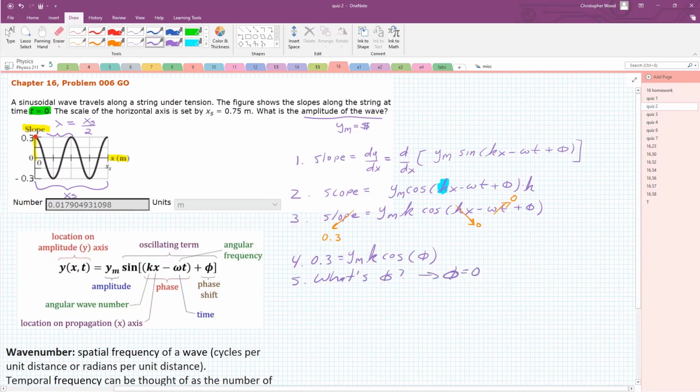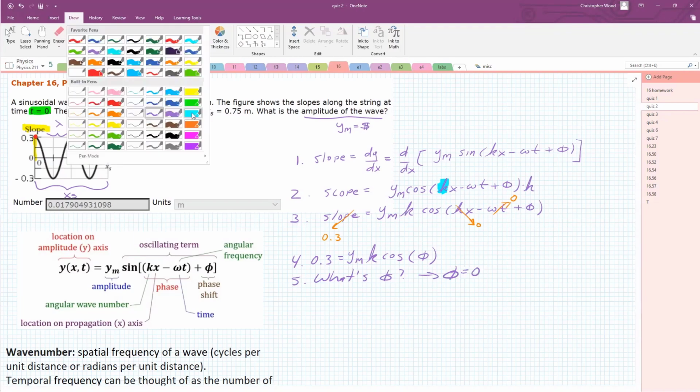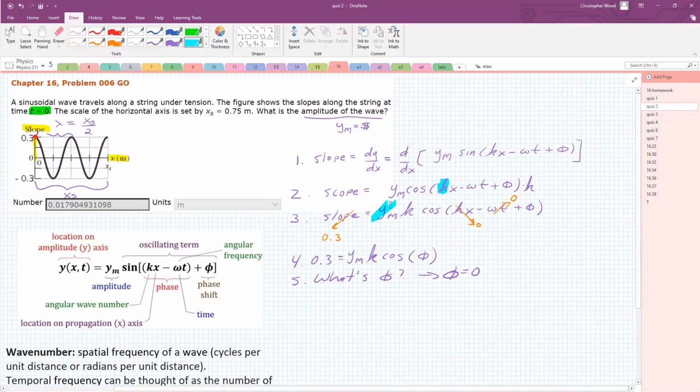Phi equals 0. You know why? Because here's my function: y sub m times k times the cosine of whatever that argument is. If this is my function, and this is my graph right here, look at my graph. My graph is just a standard cosine function. That's not a shifted cosine function.